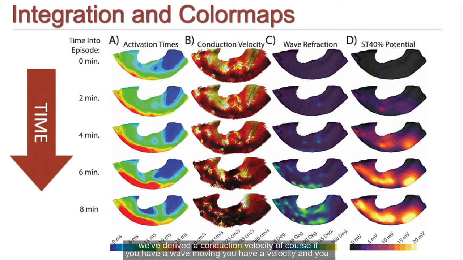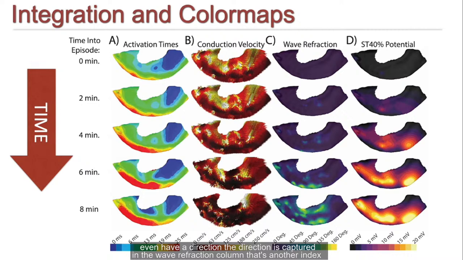Of course, if you have a wave moving, you have a velocity, and you even have a direction. The direction is captured in the wave refraction column. That's another index we've extracted. And then finally, we can extract parameters, voltage-based parameters, that we're calling ST40 potentials. So these are electric potentials that tell us about the underlying state of the heart. And we can capture those in that same situation.